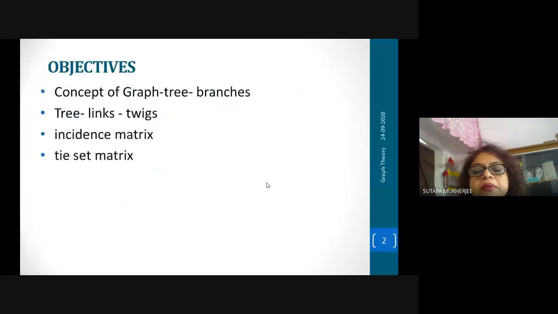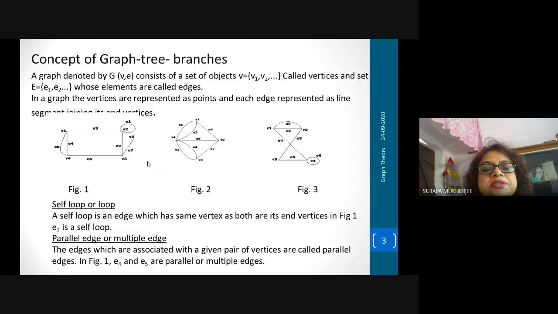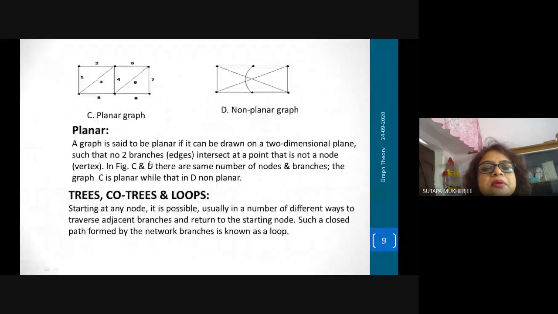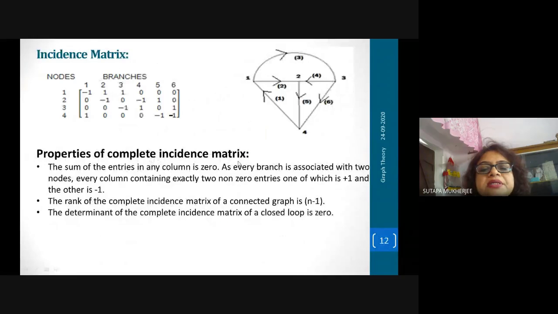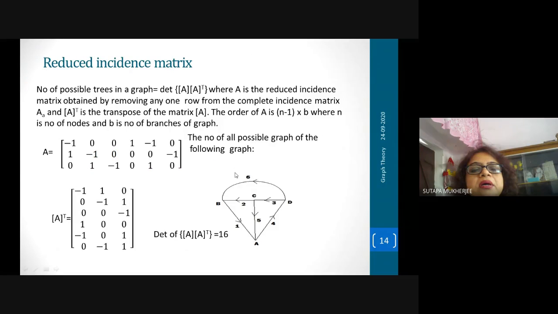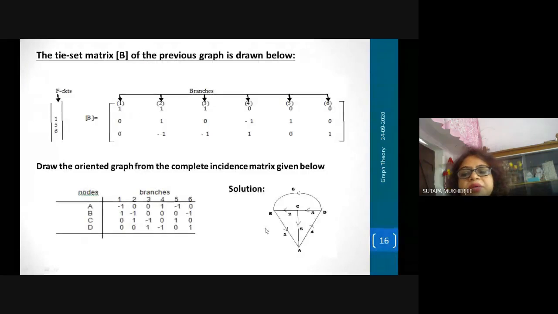Okay, chalo. Incidence, tree branch, all this done. Vertex, subgraph, planar. Complete incidence matrix. Okay, done. This is the determinant, done. Reduced incidence done, and this is the tie-set matrix. Okay. Then Purvita, just tell me what is the problem. What is tie-set? Okay, let me say this is tie-set matrix.